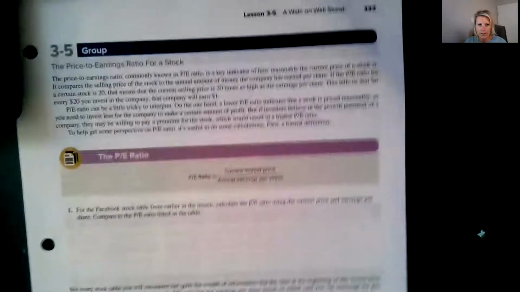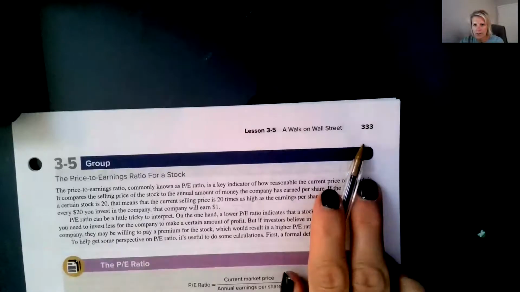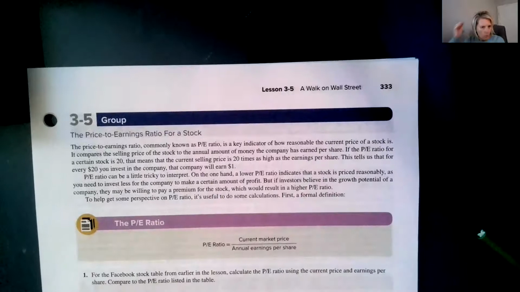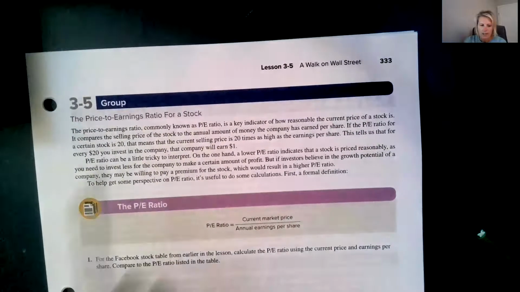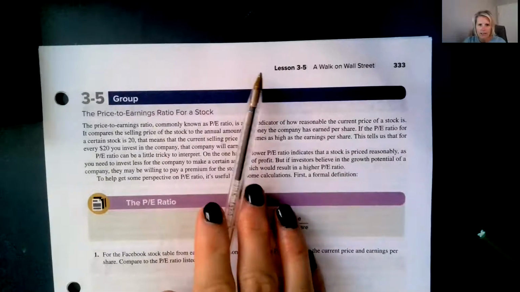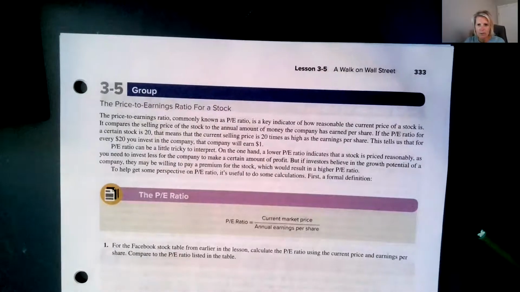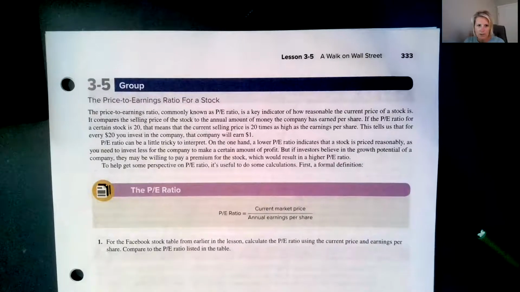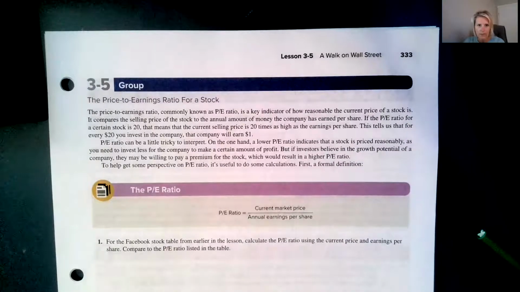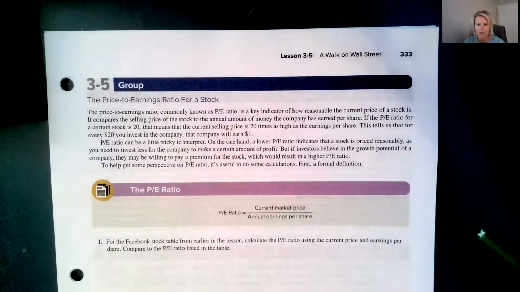Starting on page 333, we're going to learn a little bit more about the price to earnings ratio for a stock. It says the price to earnings ratio, commonly known as the PE ratio, is a key indicator of how reasonable the current price of a stock is. It compares the selling price of a stock to the annual amount of money the company has earned per share. If the PE ratio for a certain stock is 20, that means that the current selling price is 20 times as high as the earnings per share. This tells us that for every $20 you invest in the company, that company will earn $1.